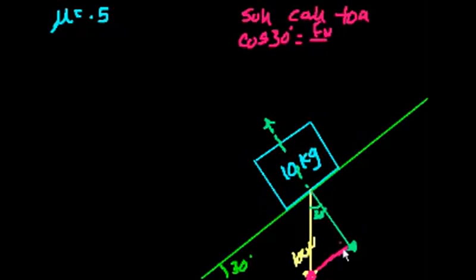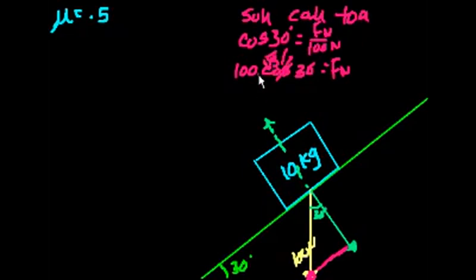Well, it's equal to the magnitude of this force over the hypotenuse, which is the force of gravity, 100 newtons. So it's 100 newtons, 100 cosine of 30 degrees, which equals the normal force. And the cosine of 30 degrees is square root of 3 over 2. So 100 times the square root of 3 over 2. That's 100 divided by 2, that's 50 square roots of 3. 50 square roots of 3 equals the normal force. So the magnitude of this vector is 50 square roots of 3, and the magnitude of this vector is 50 square roots of 3.